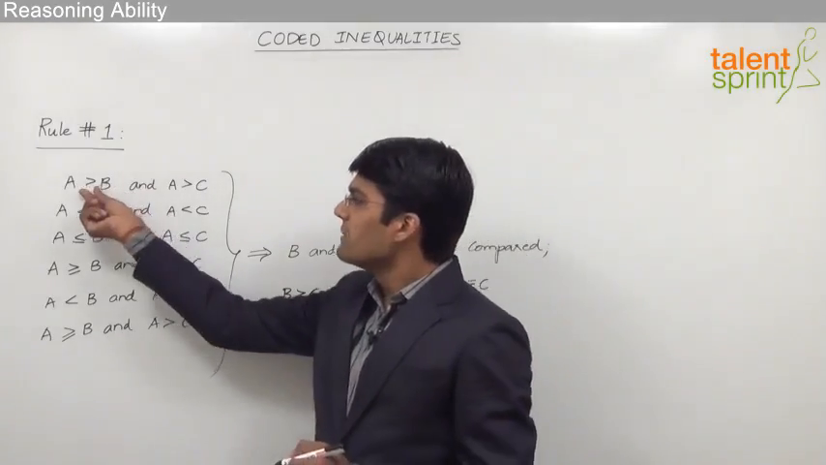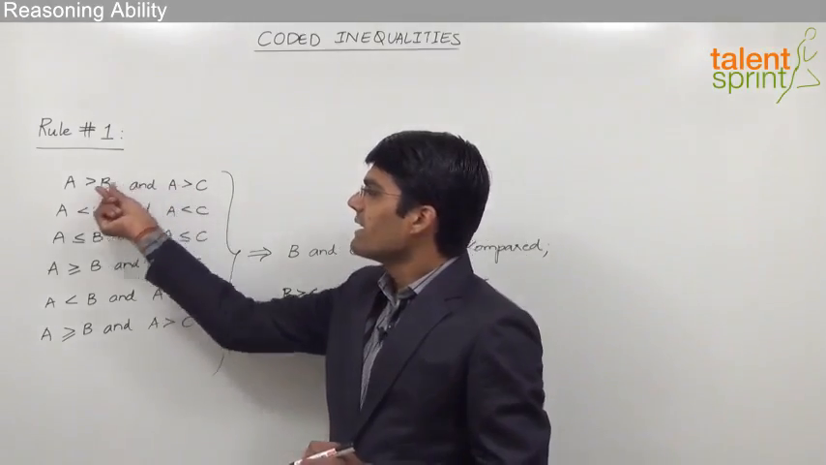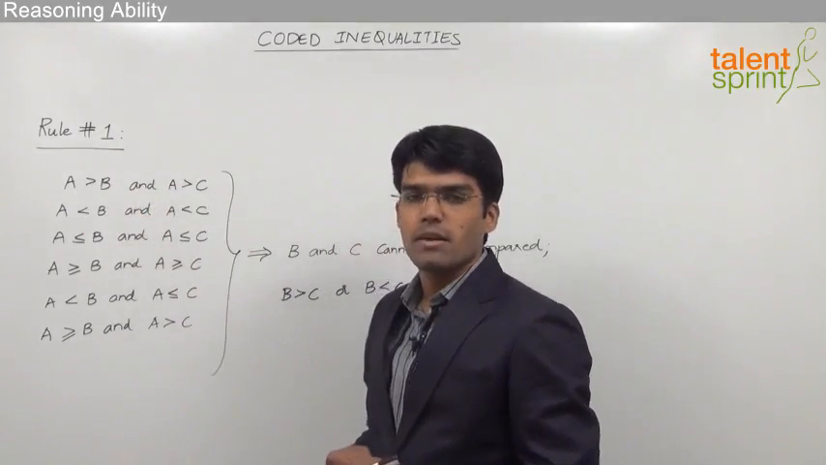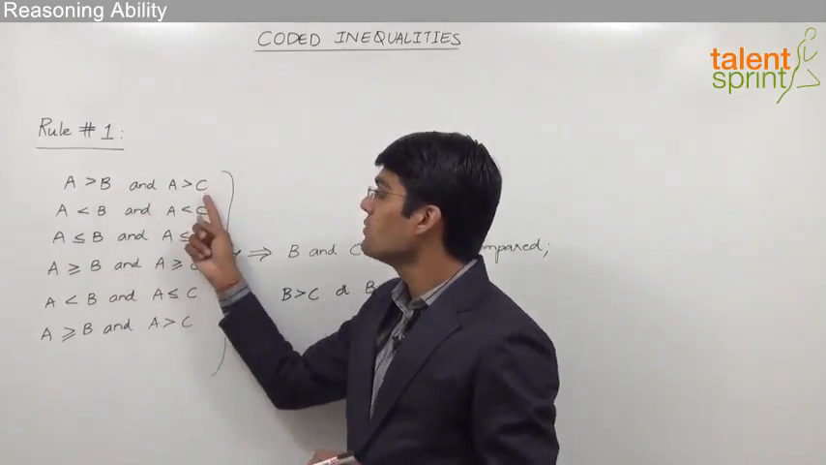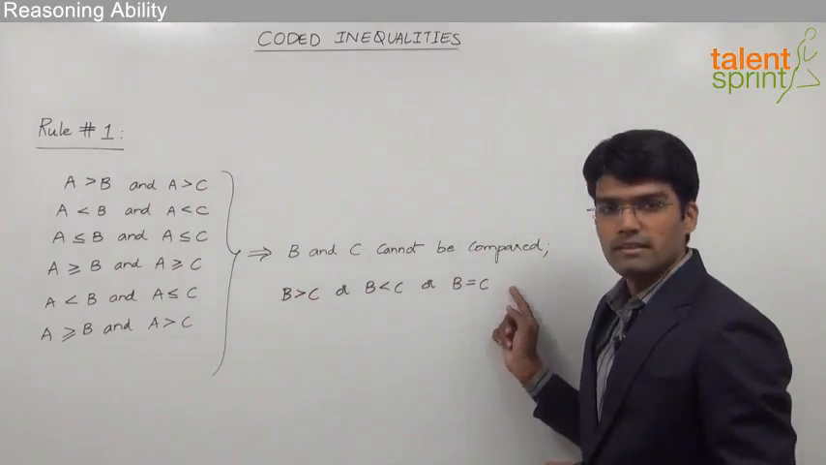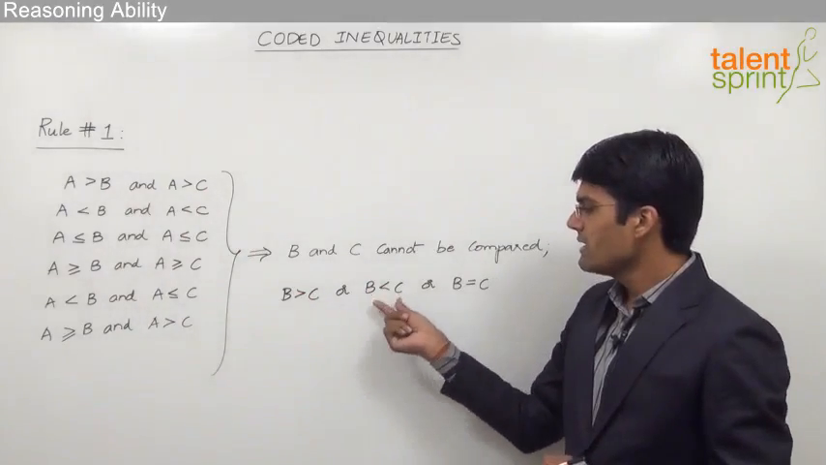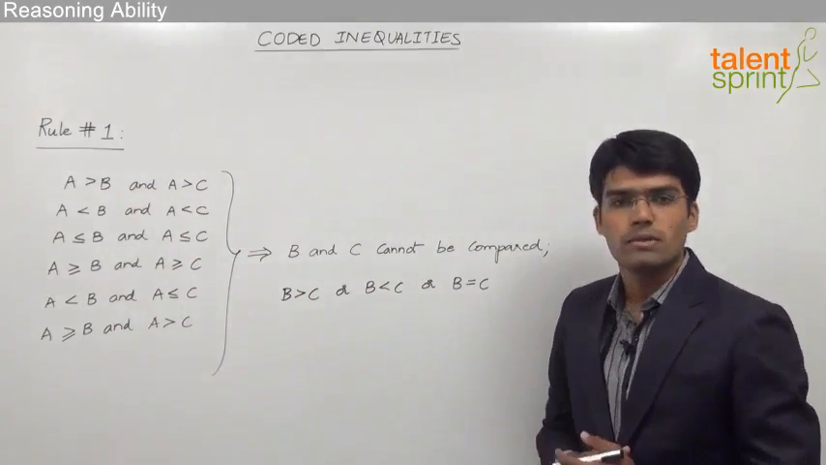Whenever we have a similar inequality, as you can see here, greater than and greater than are similar inequalities, and we have the same variable on one of the sides, then the other two variables cannot be compared. That means B can be greater than C, or less than C, or equal to C.